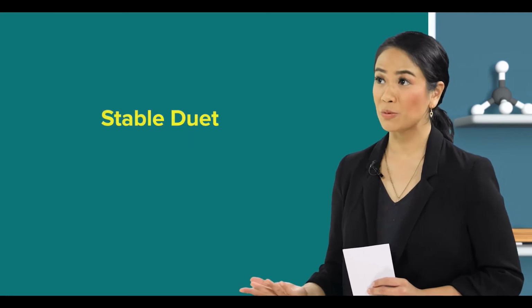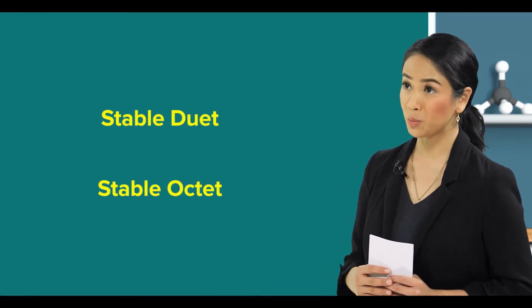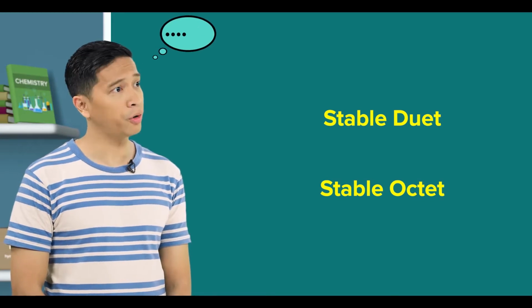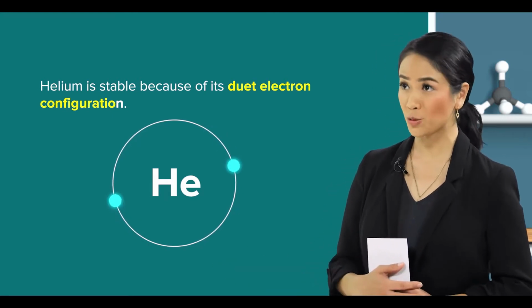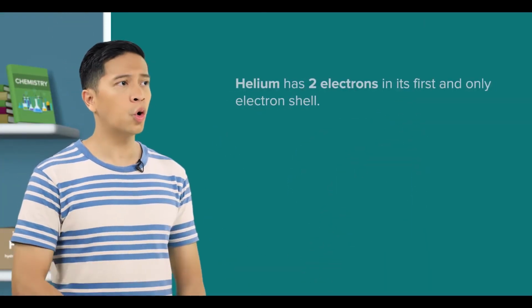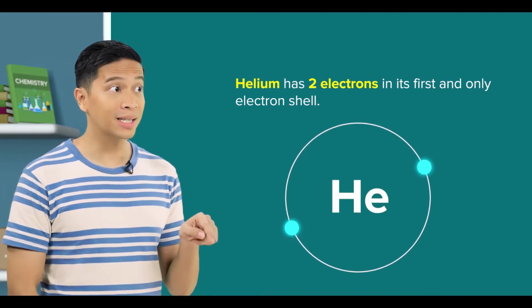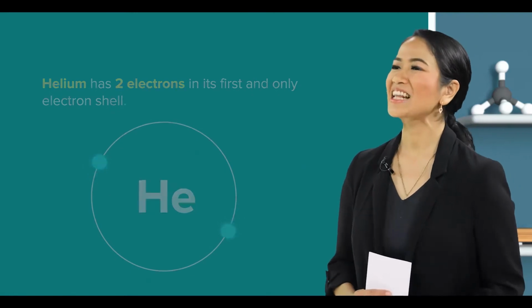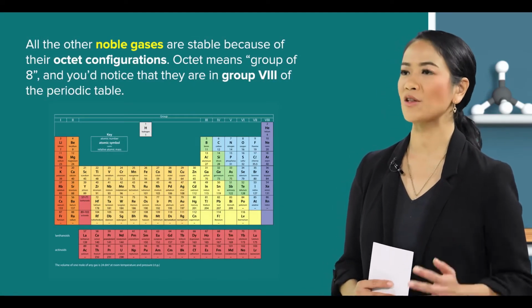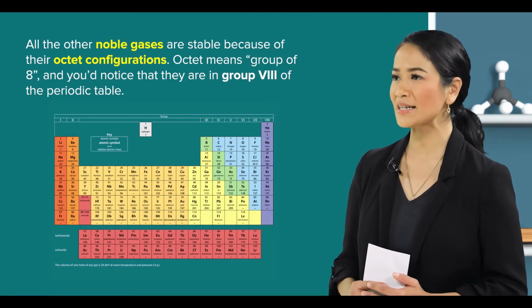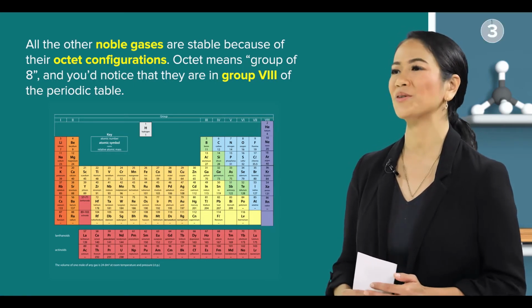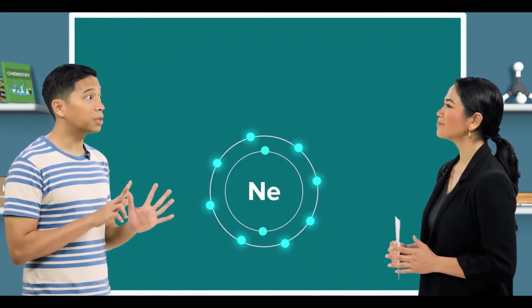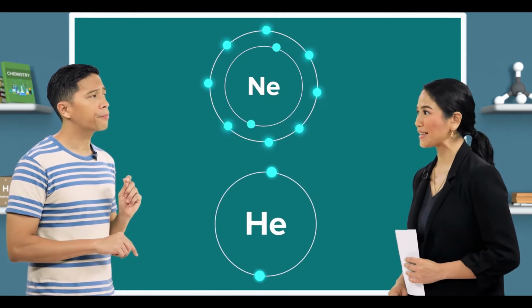Do you remember about the stable duet and octet configurations of the noble gas? Yes, but a quick refresher would be nice. Okay, so helium is stable because of its duet electron configuration. Duet meaning 2. So helium has 2 electrons in its first and only electron shell. Yes, all the other noble gases are stable because of their octet configurations. Octet means group of 8, and you'd notice that they're in group 8 of the periodic table. That means that they have 8 electrons in their outer shell. Except for helium, yes.